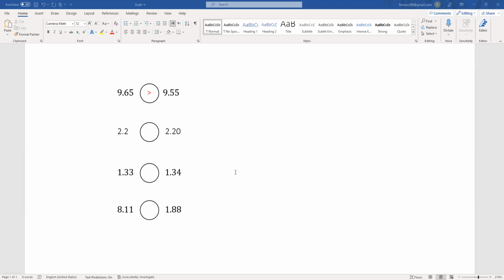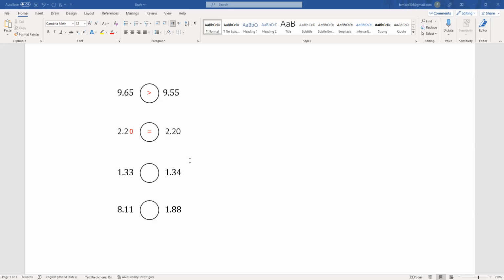Now, next one, you have 2.2 and 2.20. One thing we have mentioned in math is that the 0 on the right doesn't count. So we can actually remove it, or we can add a 0, because 0 on the right means nothing. Whether you add them or you remove them, they mean nothing. So I can add a 0 here, or I can remove this one and it's going to be equal.